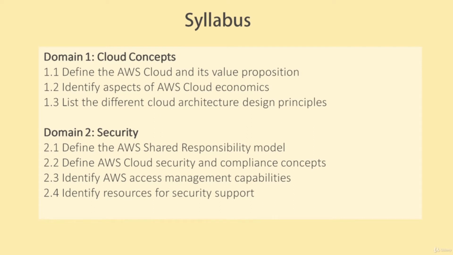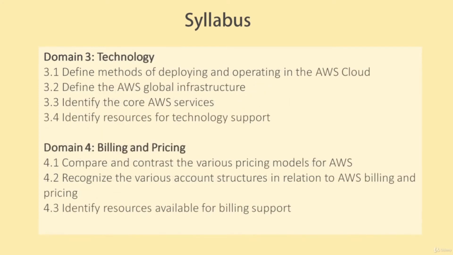Then it has a cloud security model with the compliance concept, how it is implemented, and how you can integrate those things. Then we have identity and access management, the IAM role, and how you can define and create it. Then there will be resources for security support and reporting, like CloudWatch and logs, whatever you could monitor, CloudTrail and different things. Then we have the technology section where we would be able to define models for deploying and operating on the AWS cloud.